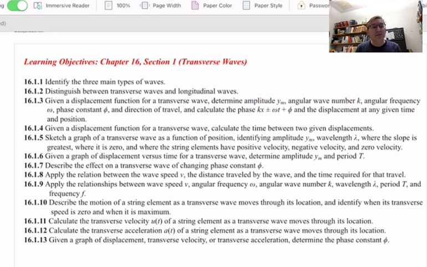In all the class sessions we have, I like to start with learning objectives. Sometimes certain sections have a lot. Chapter 16, Section 1 on transverse waves has a lot of learning objectives. I'm going to highlight the ones I consider to be the most important.